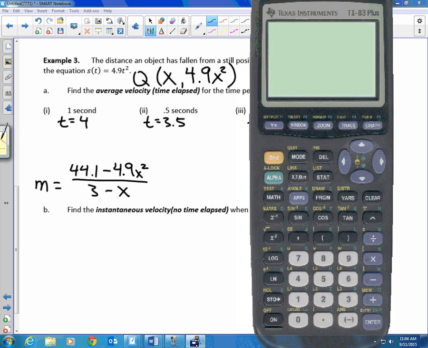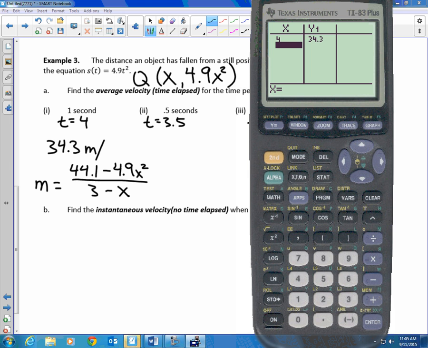I'm going to go to my table. I'll have data from before. I don't want it. Press delete. Can somebody tell me, instead of punching in 4, what might people make a mistake of and do instead? They might punch in 1. Okay, so 4 seconds. 34.3 what? Meters per second.